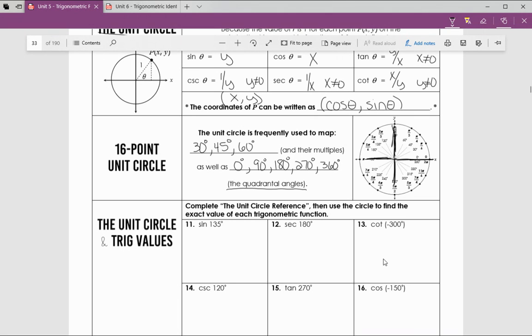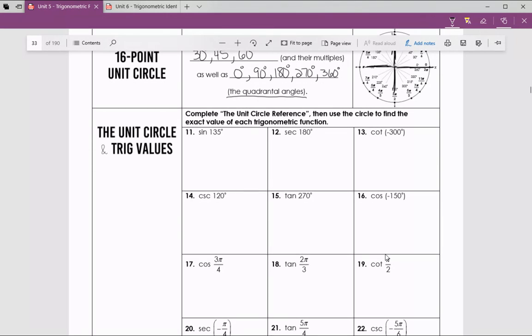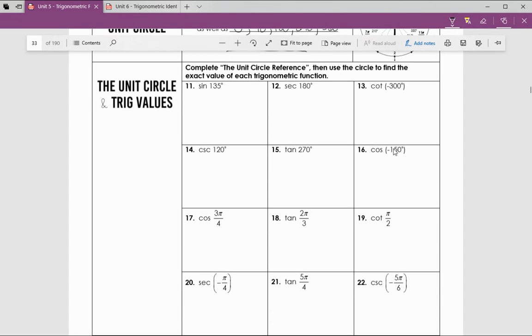All right. So, in order to find trig values, notice that some of these are positive, some of them are negative. We're going to talk about all of them. Some of them are in degrees and some of them are in radians. Does that make sense? Okay.